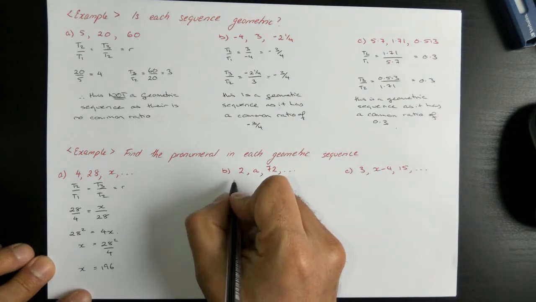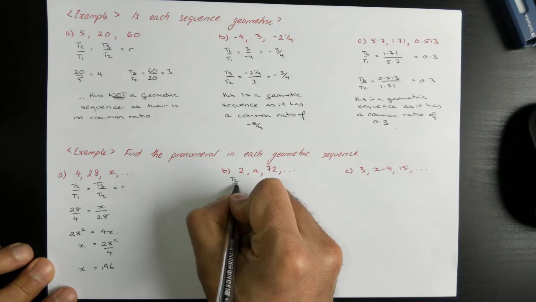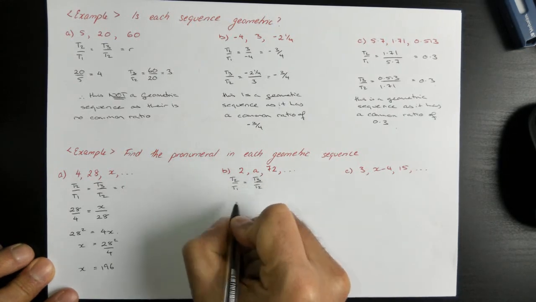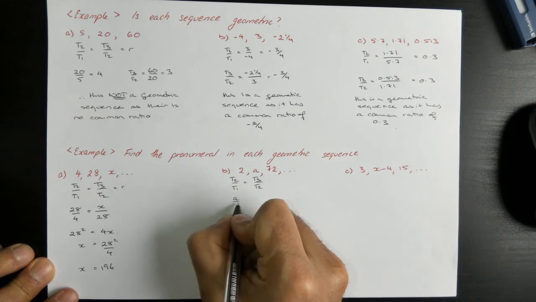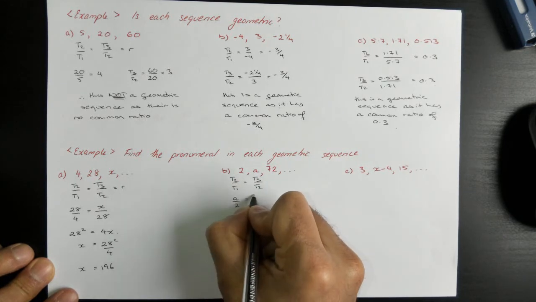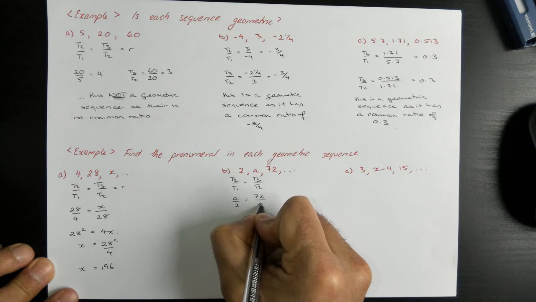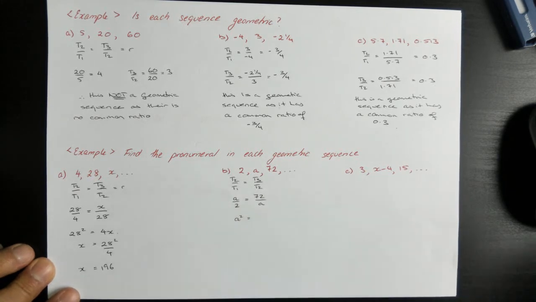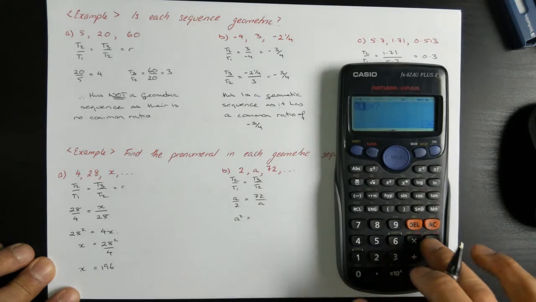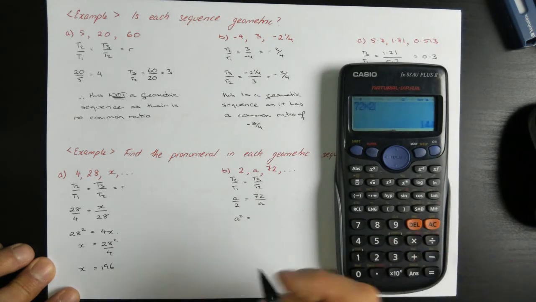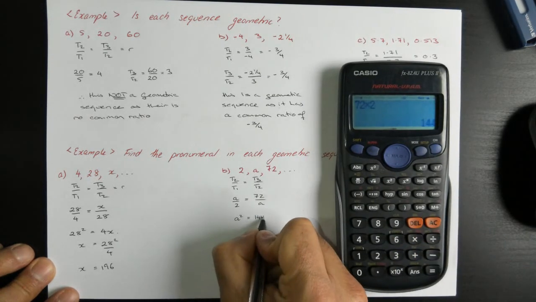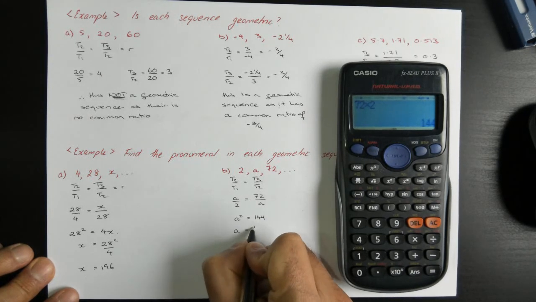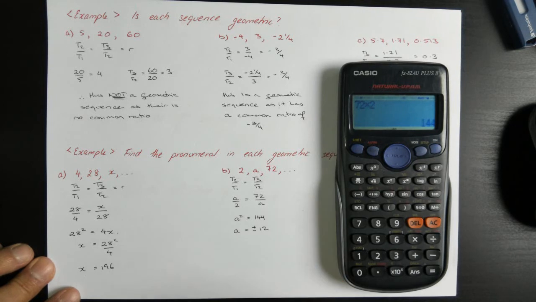Using the same technique, T2 over T1 is equal to T3 over T2. So A divided by 2 is equal to 72 divided by A. Cross multiplying, we get A squared is equal to 72 times 2, which is 144. Now, if you take the square root of 144, that gives you plus or minus 12.